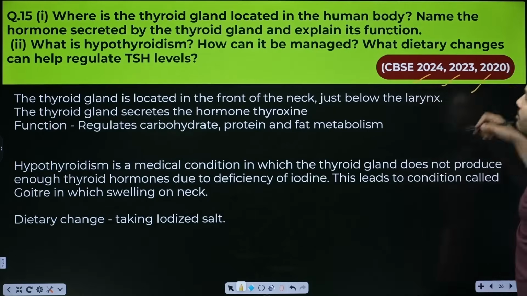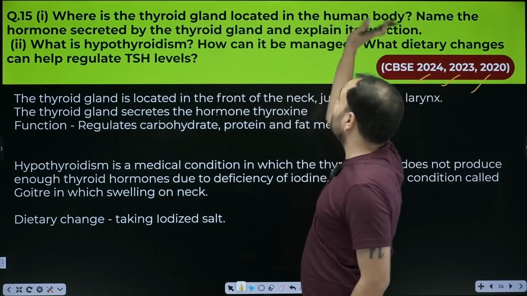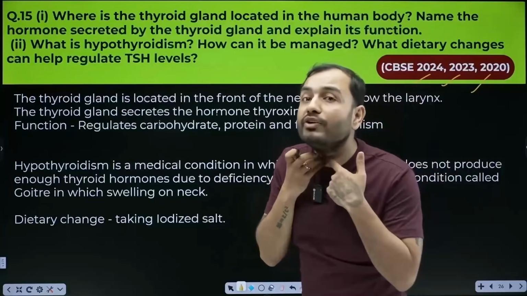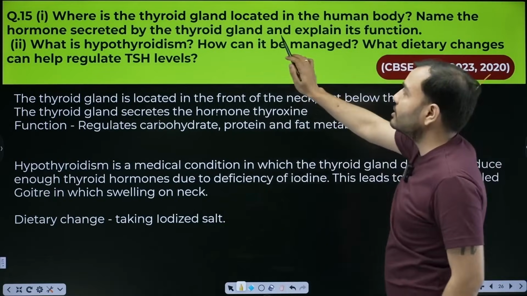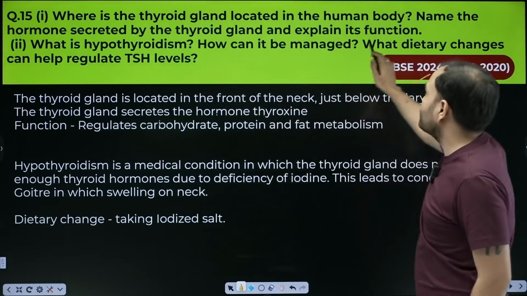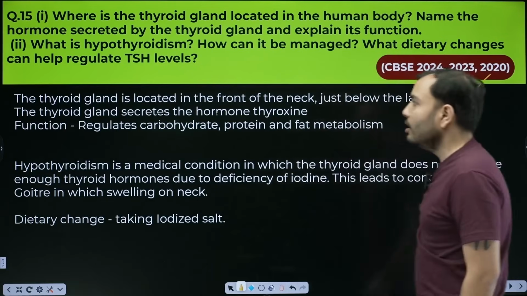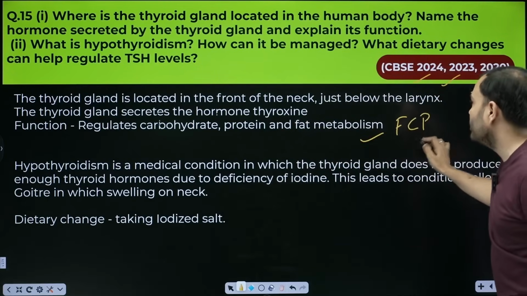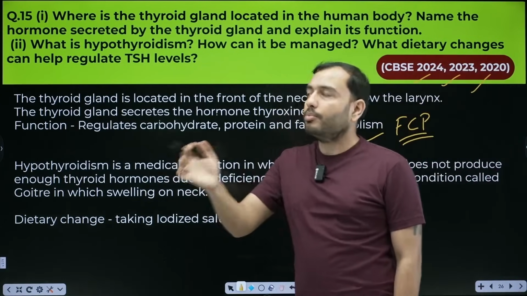24, 23, 20. The question is asked very often. Where is the thyroid gland located in the human body? I told you, they ask location. Where is the thyroid gland? In the front of the neck, below the larynx. Next, name the hormone secreted by the thyroid gland, thyroxine, and explain its function. What is the main function of thyroxine? It regulates the metabolism of fat, carbohydrate and protein.